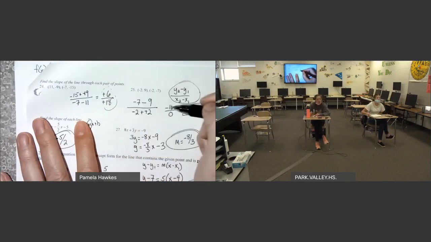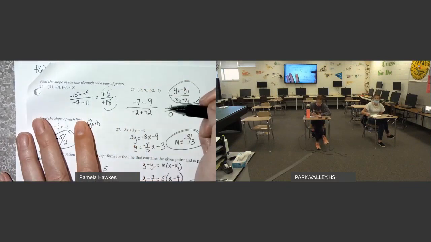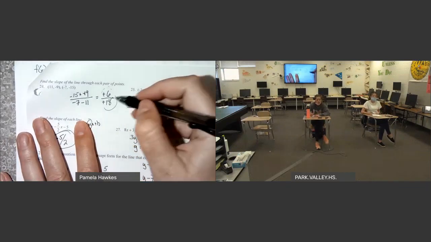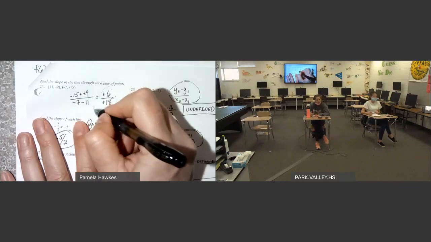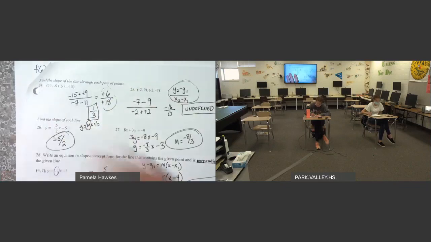Well, first off, they're both positive, right? Is there a number that will go into both of them? 3 does. Anything else? 2 does. So that means 6 will, right? So 6 goes in there. What's my answer? 1 over 3. Good job.